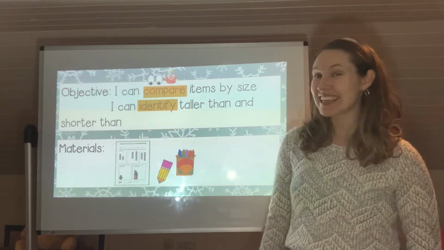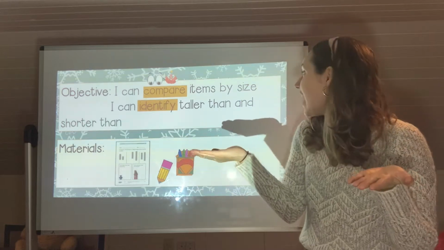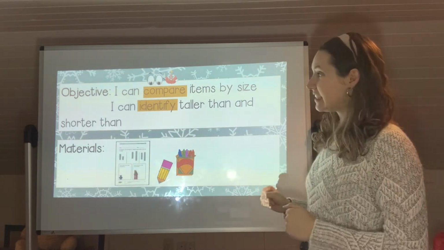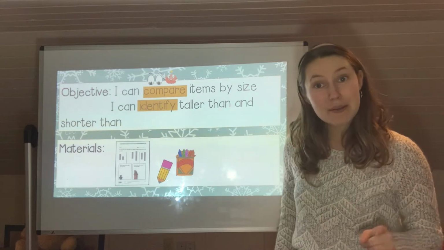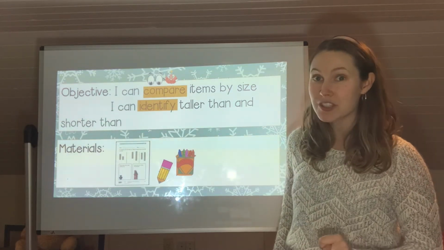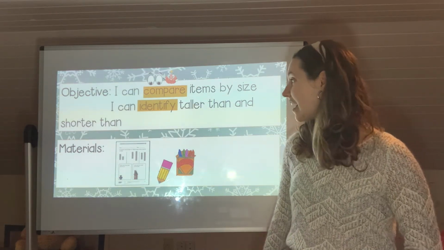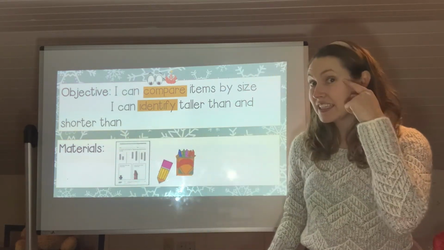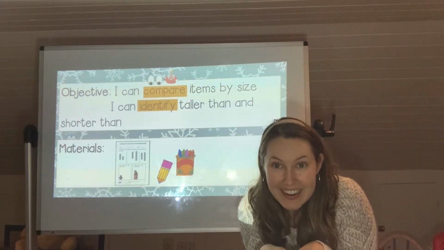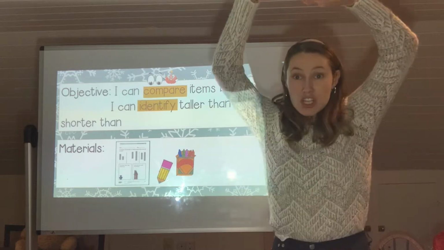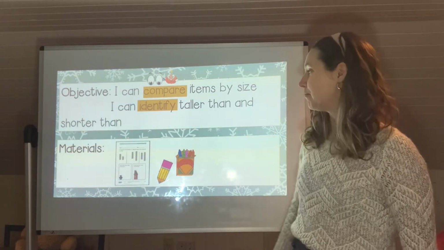Now, today's objective says, I can compare items by size. And that word compare, I have highlighted. That's going to be one of our vocabulary words, so we'll talk about that in just a minute. We also have another objective, and it says, I can identify taller than and shorter than. And I showed my hands taller than and shorter than. We'll talk about why we did that as well.